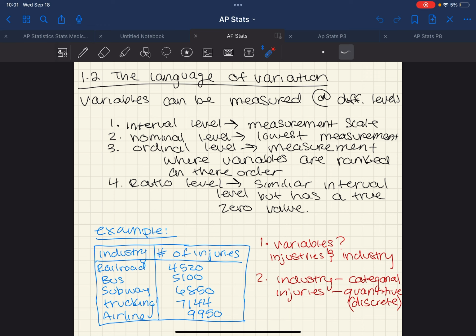Then we have a nominal level, which is the lowest measurement, an ordinal level, which is where our variables are ranked based on their order, and then a ratio level is similar to an interval level, so we're still going to have a set interval, but with a ratio, there is a true zero value. Because if we were to take the proportion, let's say 0 over 5, that would give us a true value of 0.